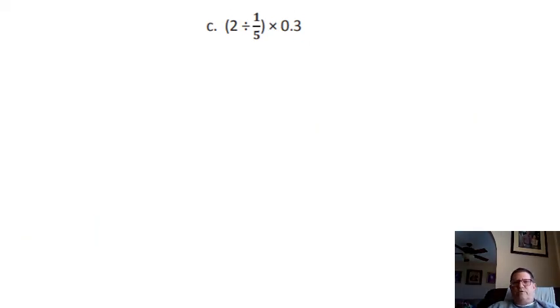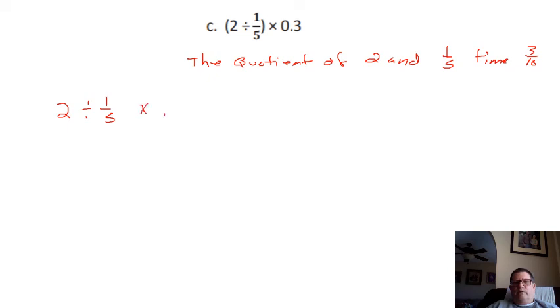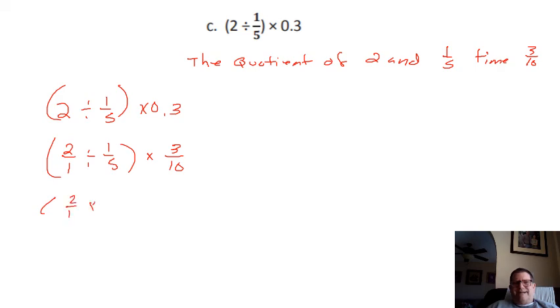Okay, let's start by changing it to words, and I'm going to start with the parentheses. It says the quotient of 2 and 1/5 times 3/10. So let's start with 2 divided by 1/5 times 3/10. I'm going to change it to a fraction, 2 over 1 divided by 1/5 times 3/10. I'm going to skip, flip, and multiply. 2 over 1 times 5 over 1 times 3/10, which gives us 10 over 1 times 3/10, which gives me 30/10, which equals 3.